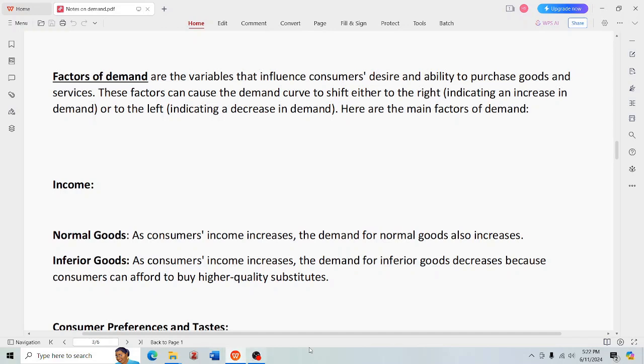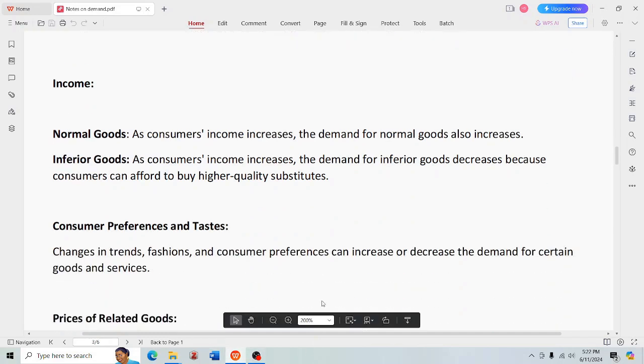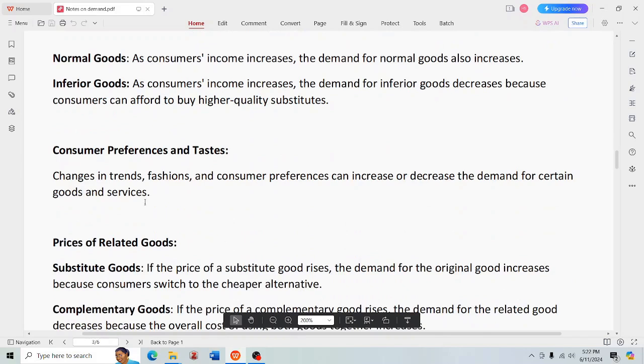Then we have another point that is called consumer preferences and tastes. See, changes in trends, fashions and consumer preferences can increase or decrease the demand for certain goods and services.